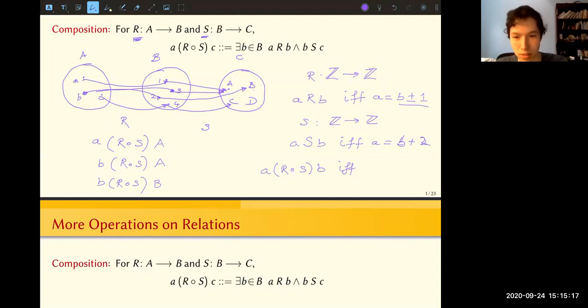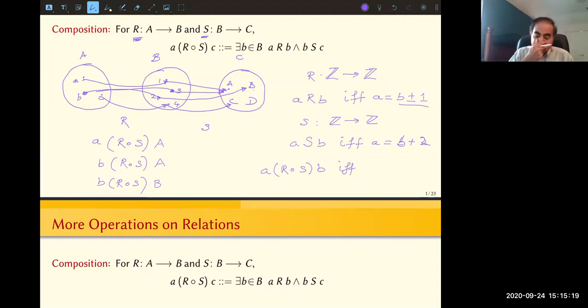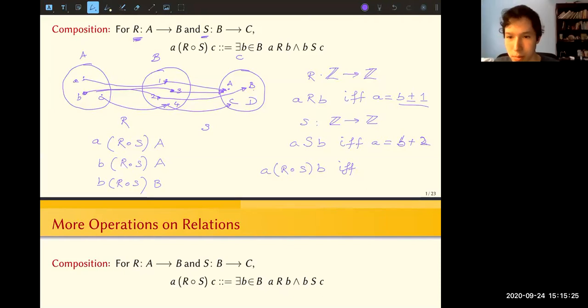Wait, sorry, do you want me to say what I said? Yeah, in this case, right? If S is just plus 2. Oh, okay. Then it would be A equals B plus 3 or B minus 1.